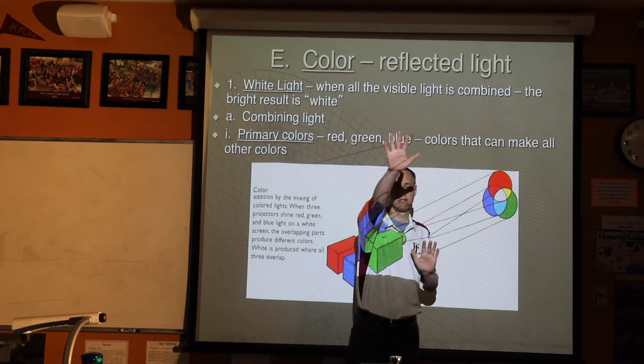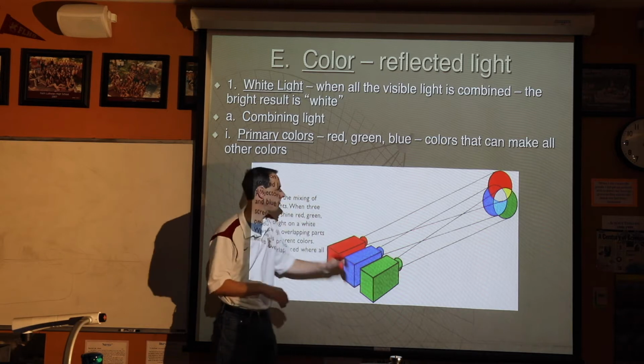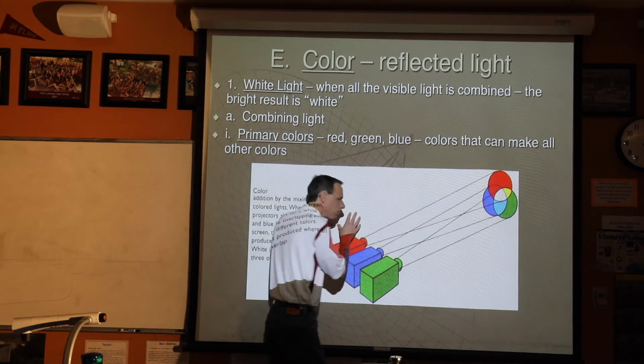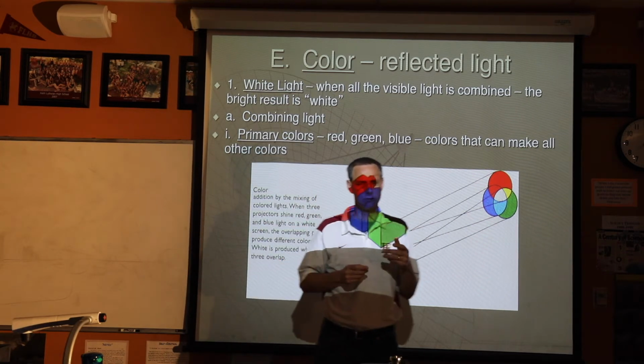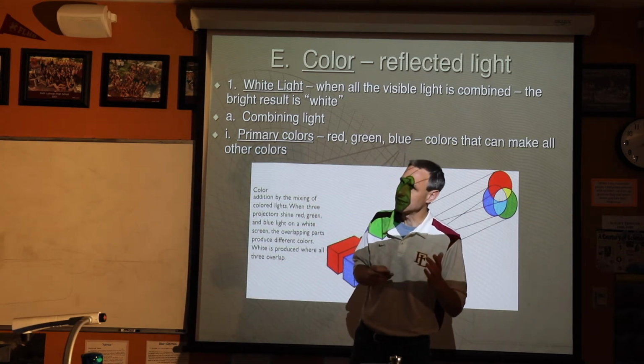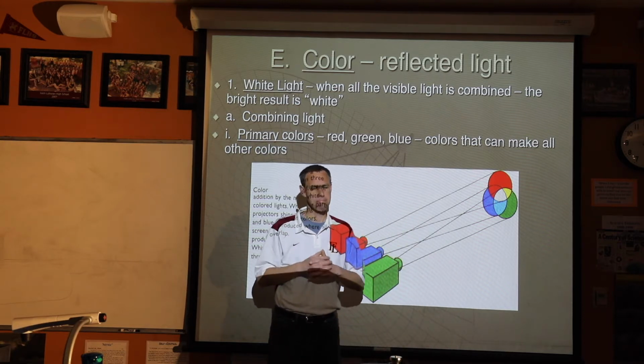This projector only makes red, blue, and green. That's all it makes. If I get real close here, it's red, blue, and green. I'm going to show you that in a bit. Your cell phone can only make red, blue, and green light. And your television as well.